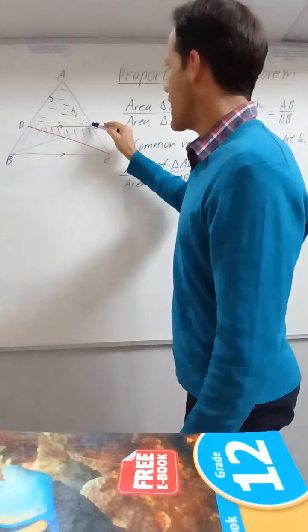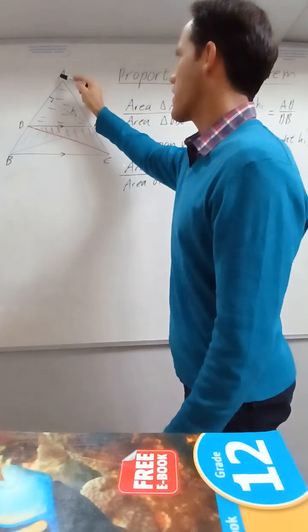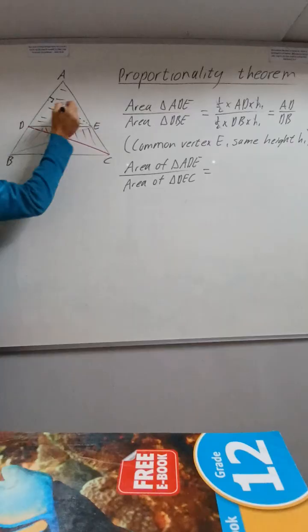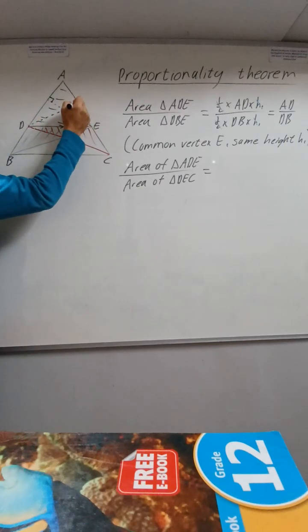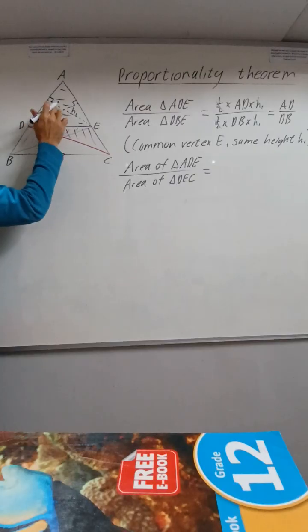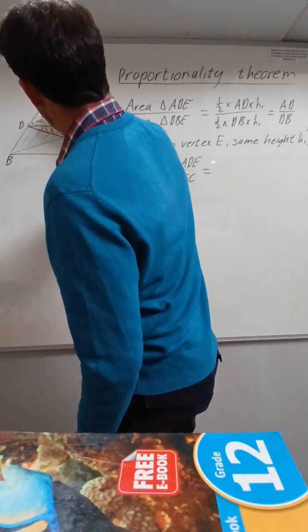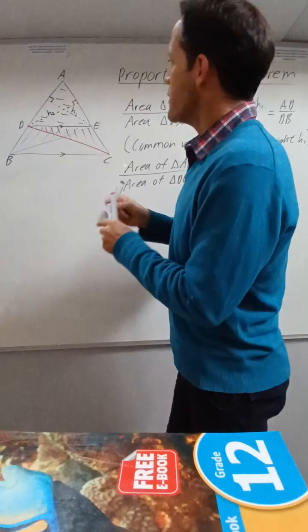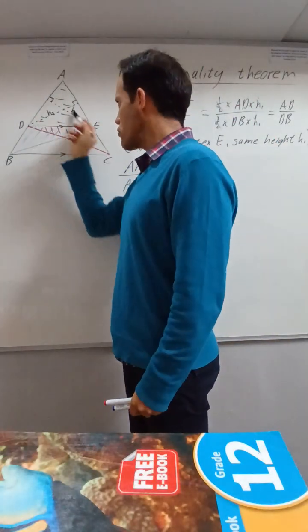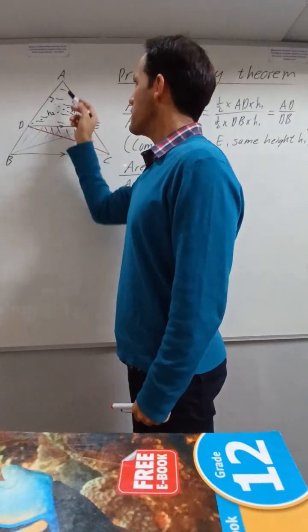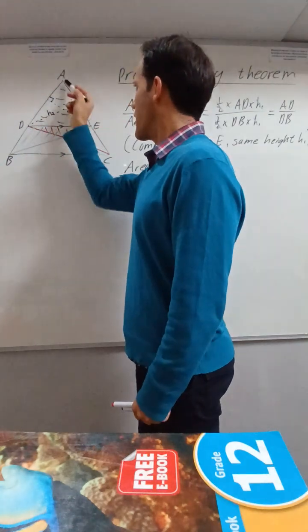So now we're going to make AE the base for the triangle. And that means from AE we need the perpendicular height. So we can draw a construction line this way and say there's the height H2. So you need two construction lines for this question. H1, the perpendicular height for this one, and H2, the perpendicular height for that one.